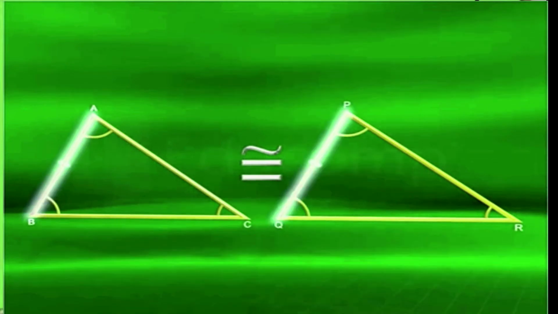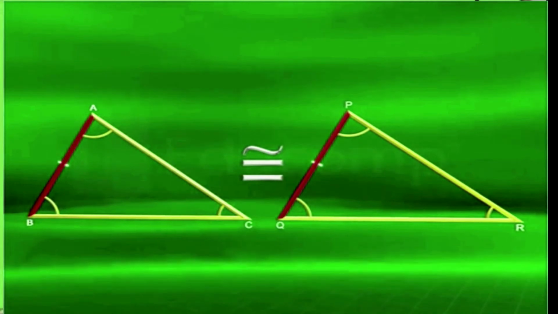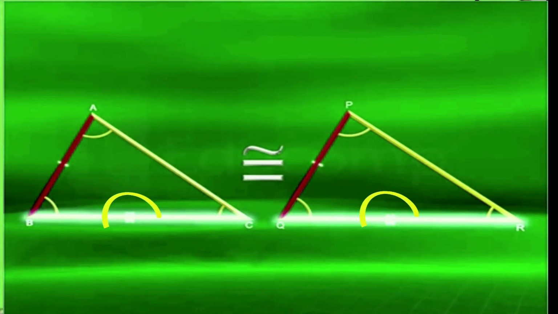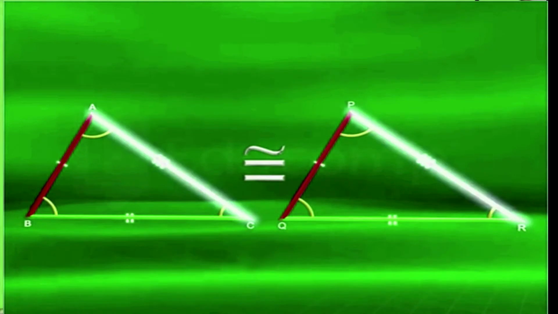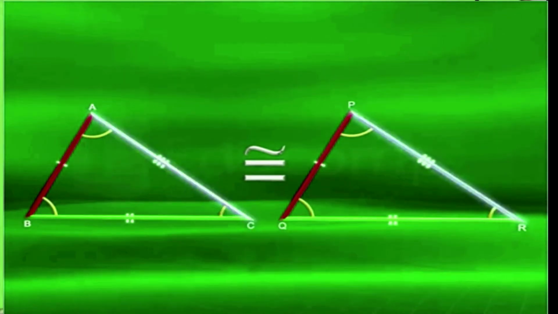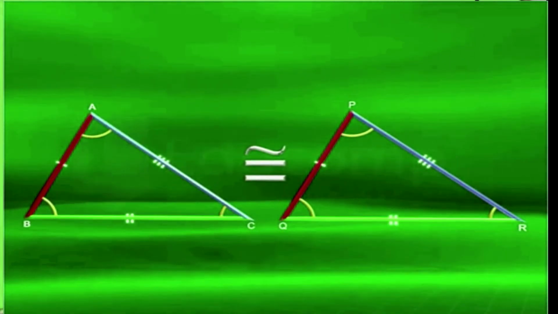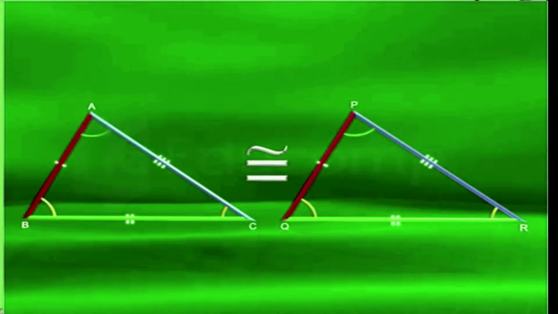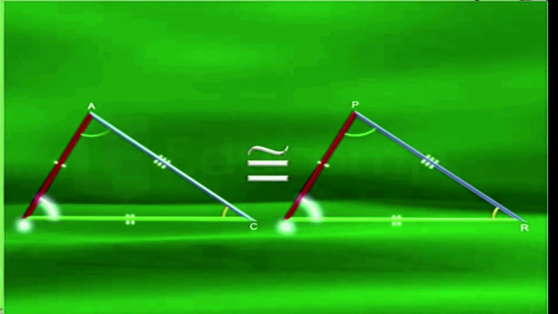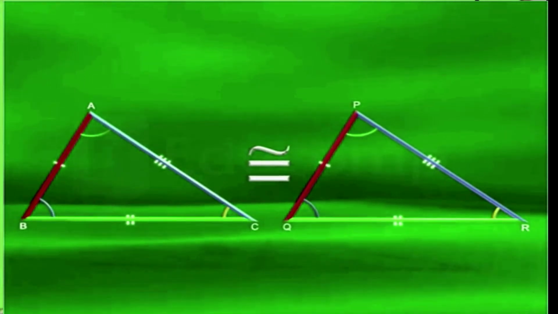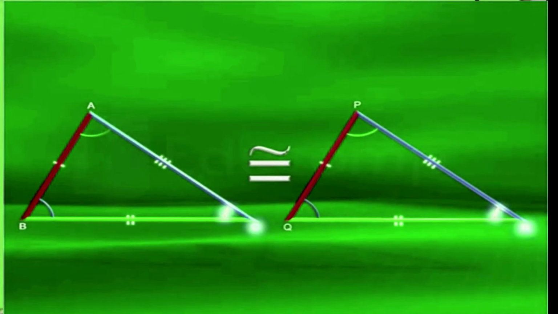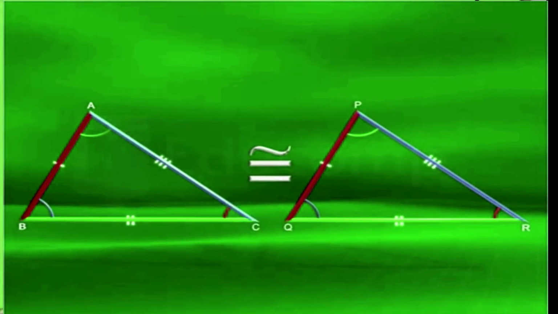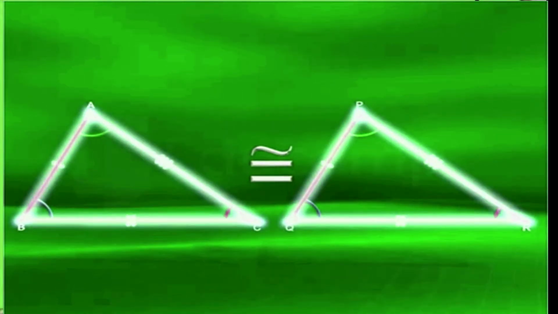Side AB corresponds to side PQ. Side BC corresponds to side QR. Side AC corresponds to side PR. And angle A corresponds to angle P. Angle B corresponds to angle Q. And angle C corresponds to angle R. In this figure, corresponding sides are equal and corresponding angles are equal.